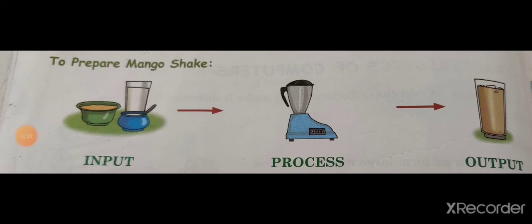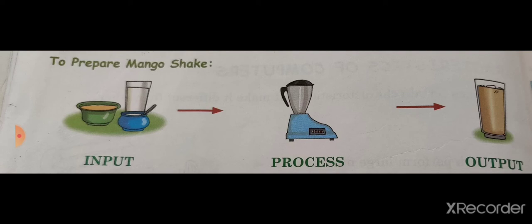To prepare a mango shake. Well, to prepare a mango shake, what we need first is mangoes, sugar and milk. Yes, and then we will keep it in a mixer and process it. After processing, it gets changed from the input. Yes, so that is our output. Whatever we get, that is our output.